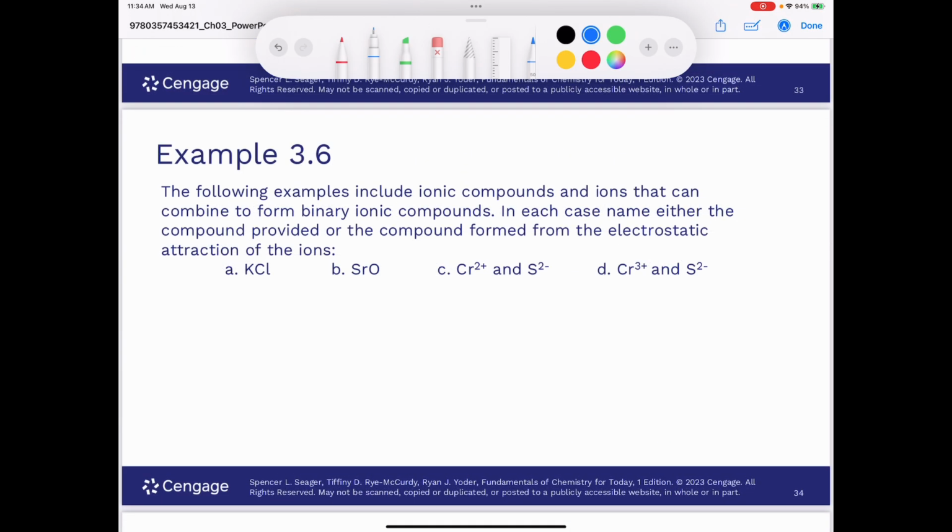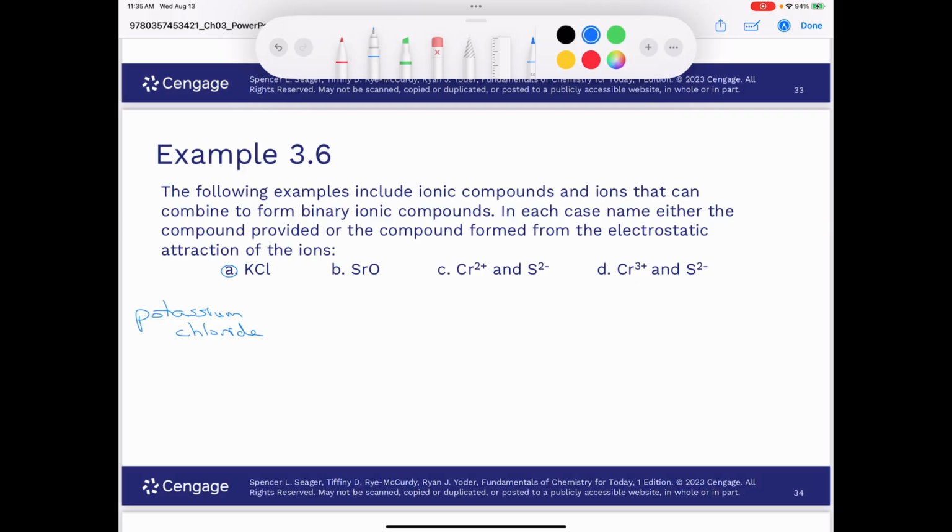All right, the following examples include ionic compounds and ions that can be combined to form binary ionic compounds. In each case, name either the compound provided or the compound formed from the electrostatic attraction of ions. So the first one, we have potassium and chlorine. So this is going to be chloride. So this is potassium chloride. Okay, and no Roman numerals are required because potassium is in group 1. It's not a transition metal.